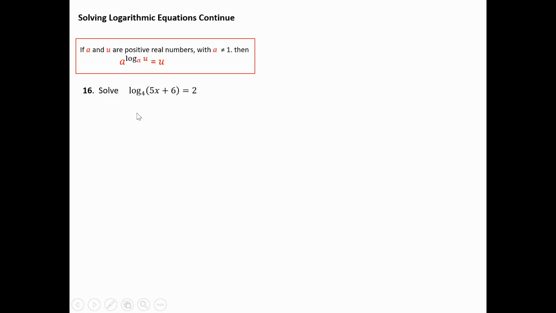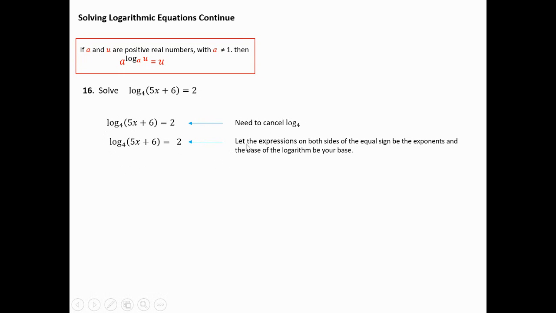So for example, in this case, to apply the rule, we don't want the log of base 4 there. We need to cancel the log of base 4, so we're going to put a big 4 on both sides. Let these expressions be your exponent. Now by applying this rule, 4 to the power of log base 4 of 5x plus 6 will give us 5x plus 6, equals 4 squared, which will give us 5x plus 6 equals 16.